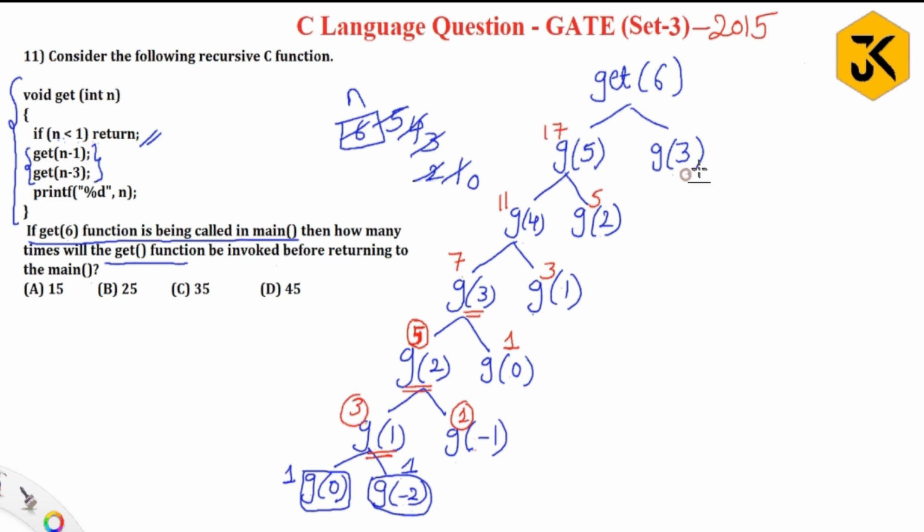Now for get of 3 to complete, it takes 7 calls. 17 plus 7, and including get of 6, means a total of 25 times it is going to call the get function. So whichever option matches, that is the correct answer. So option B is the correct answer. I hope you understood clearly. Thank you.